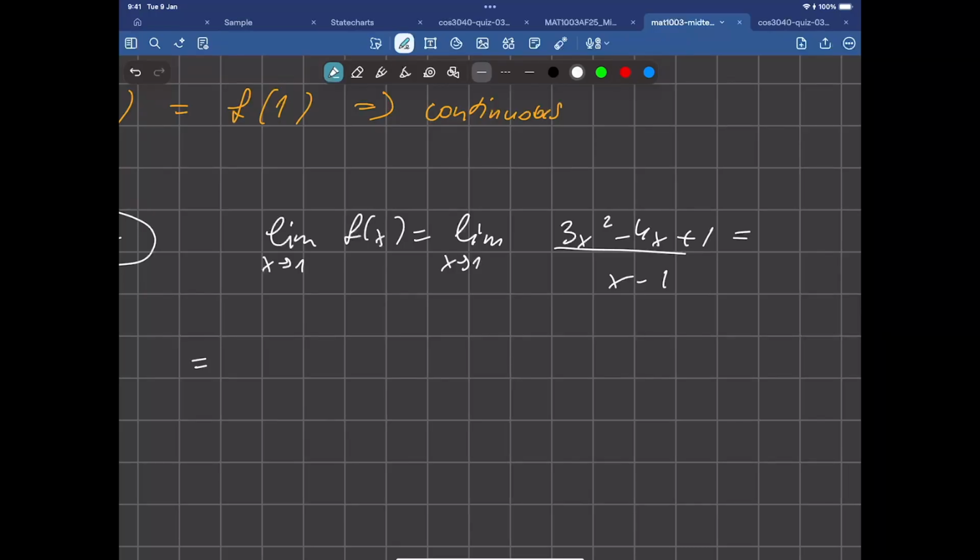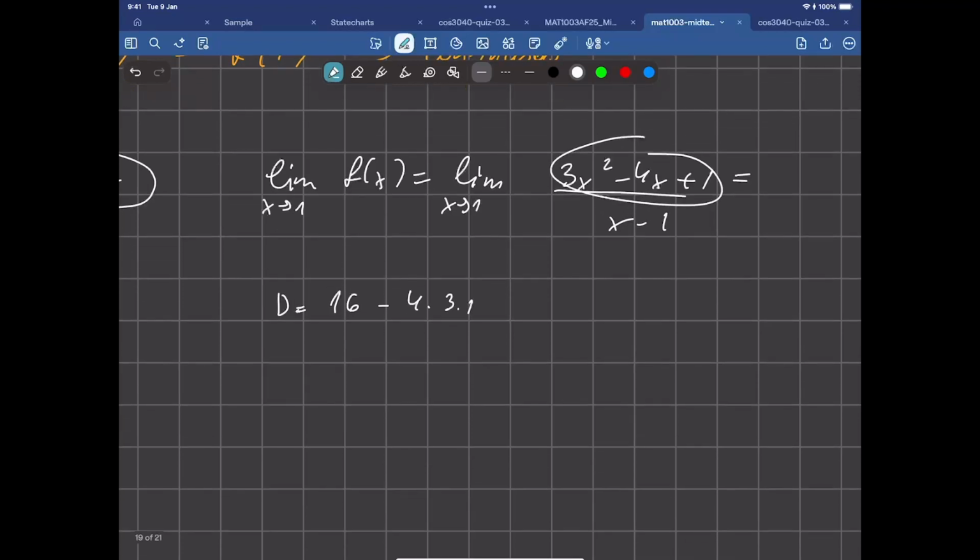Now, this won't be that easy through the reverse Viète formulas, so I'm just going to use the discriminant this time. So let me write this down. The discriminant of this is going to be minus 4 squared, which is 16, minus 4 times 3 times 1. I'm not explaining this in detail because that's quite back from high school, so I hope you know it. 16 minus 12, which is 4.